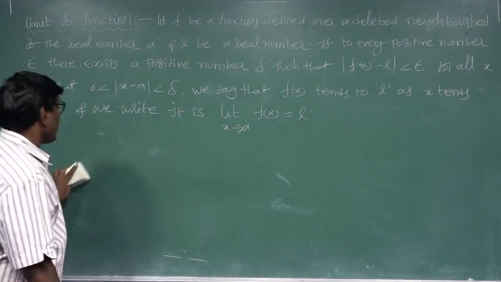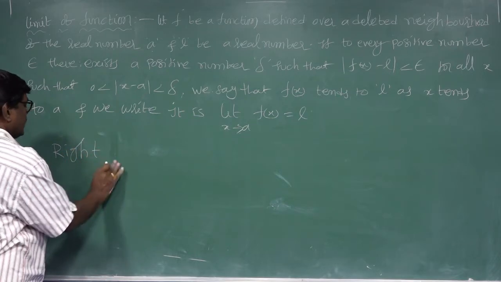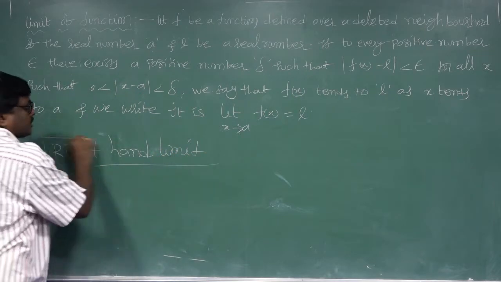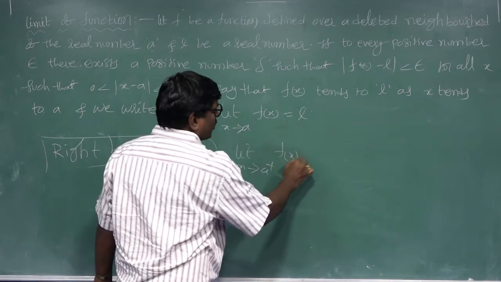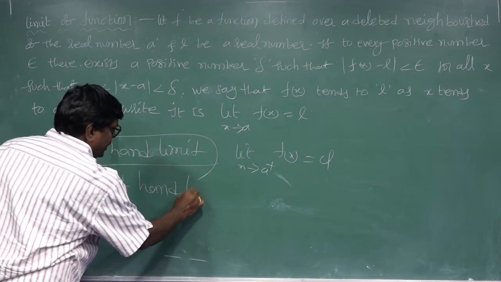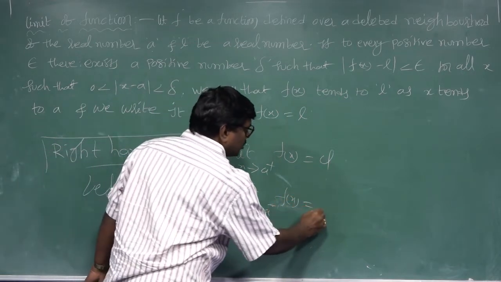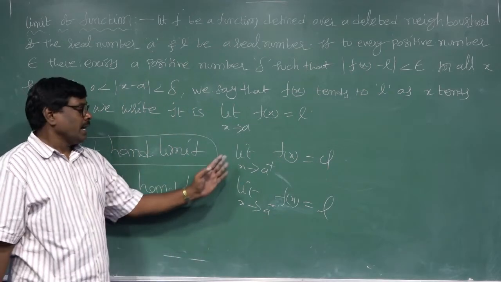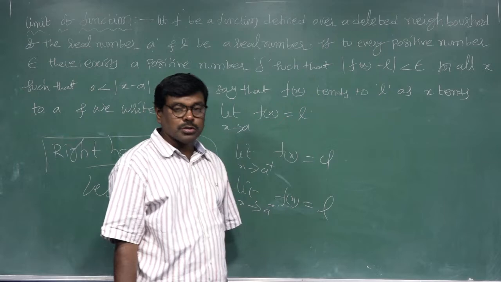Then we have the right limit and left limit, that is, right-hand limits and left-hand limits. The limit as x tends to a⁺ of f(x) = L is the right-hand limit. Next, the limit as x tends to a⁻ of f(x) = L is the left-hand limit.